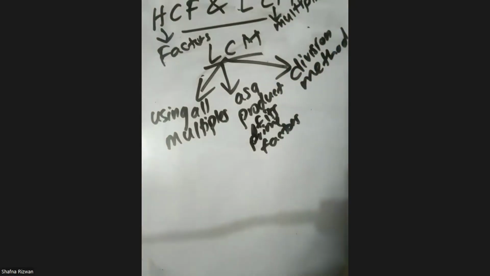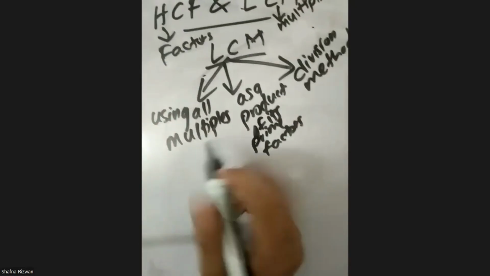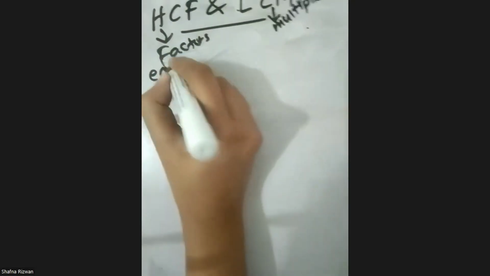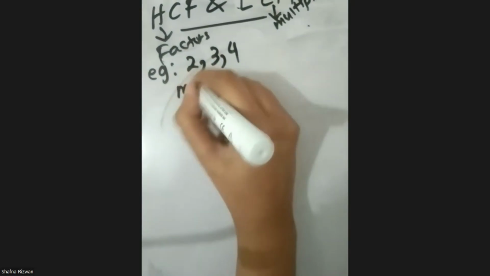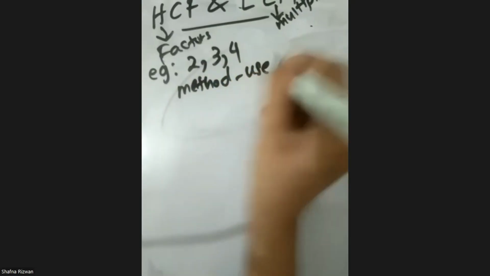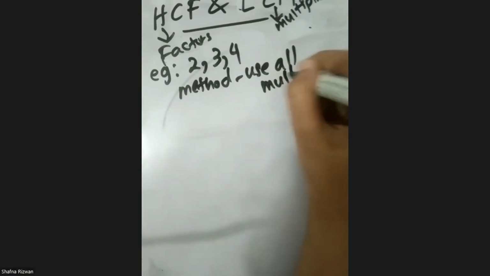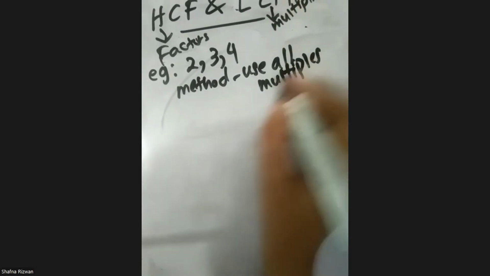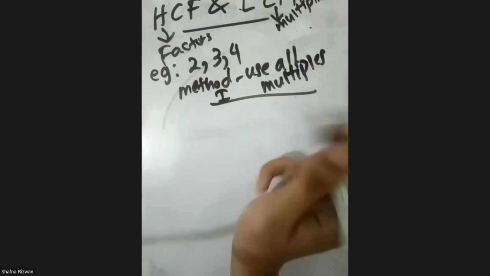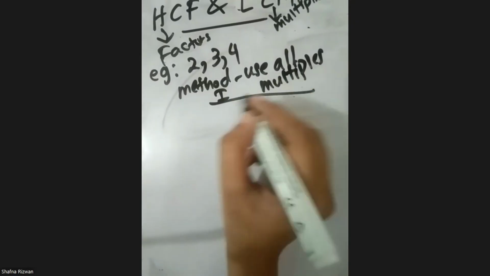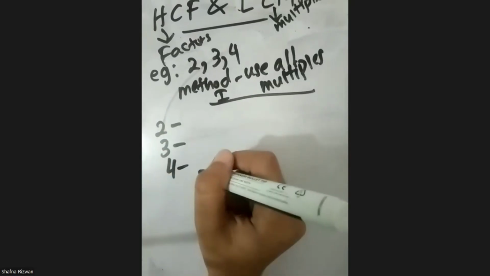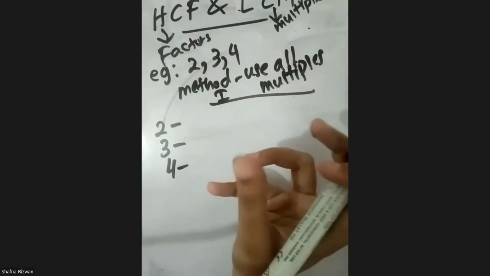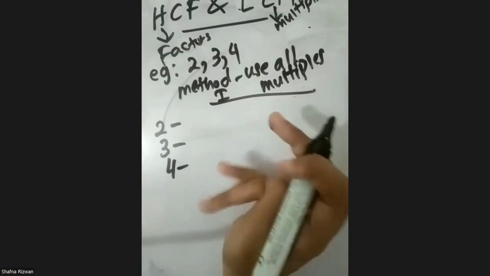Now let's use the first method and find your LCM. For an example, let's take the numbers 2, 3 and 4. Now the first method is what you have to use. You have to use all the multiples and then find the LCM. Take 2, 3, 4. Now tell me, what are the multiples of 2? That means the multiplication table answers. What are multiples? The multiplication table answers.